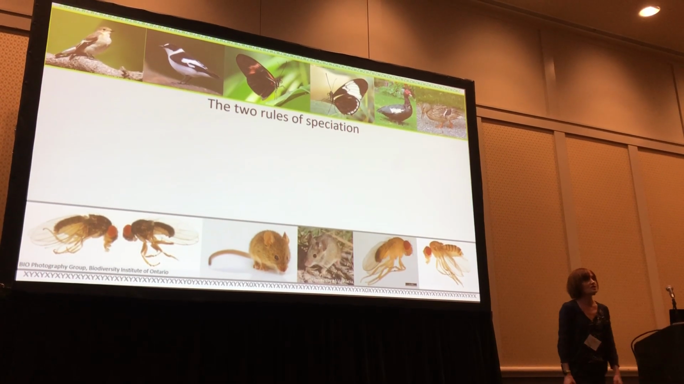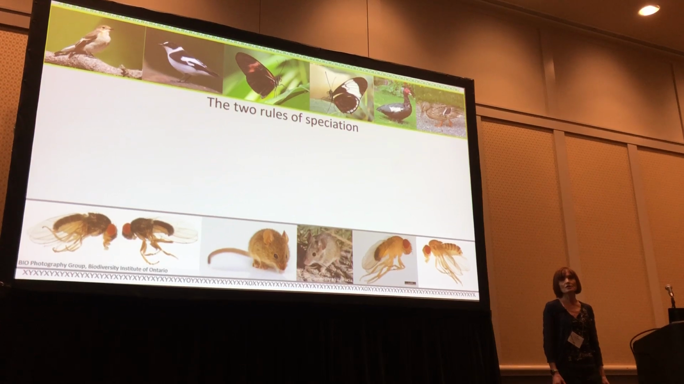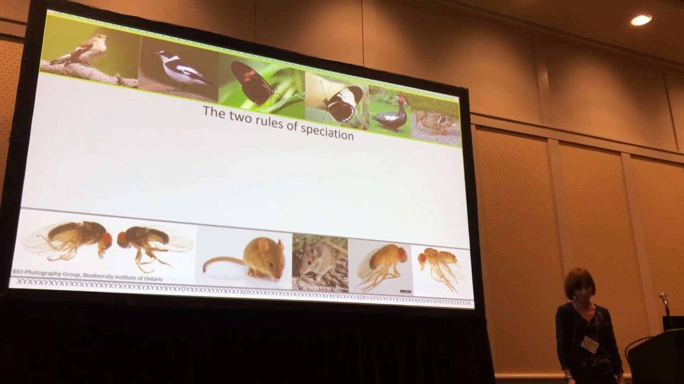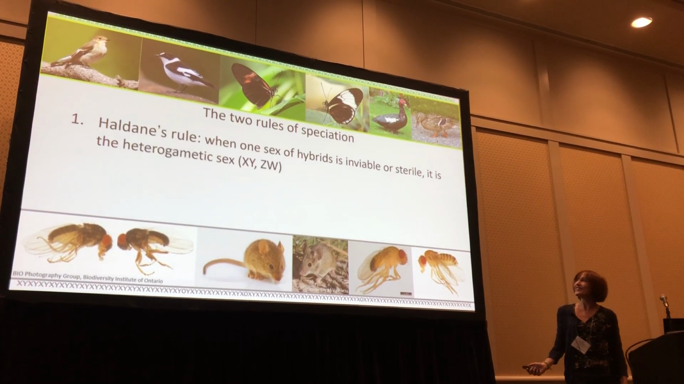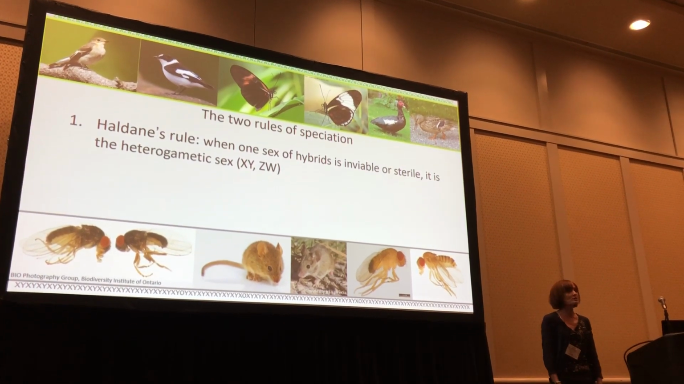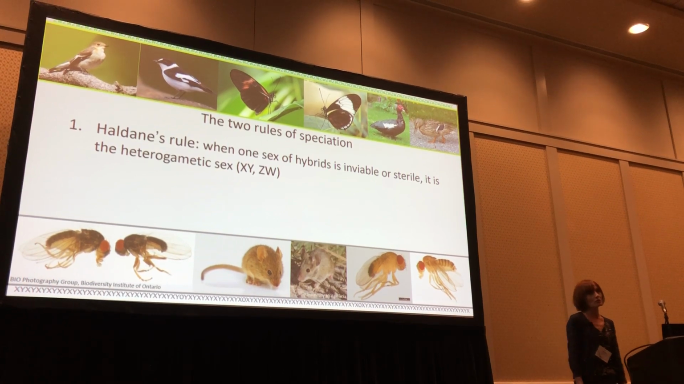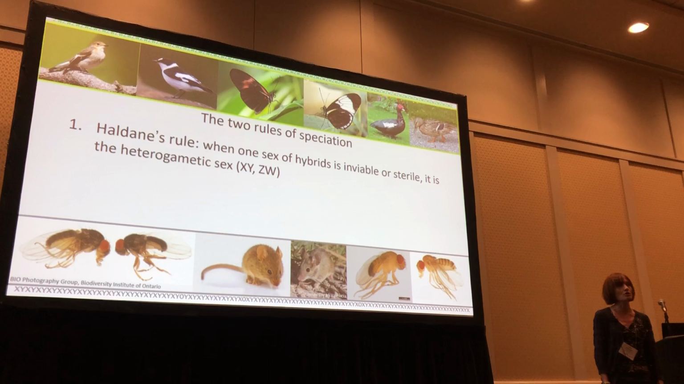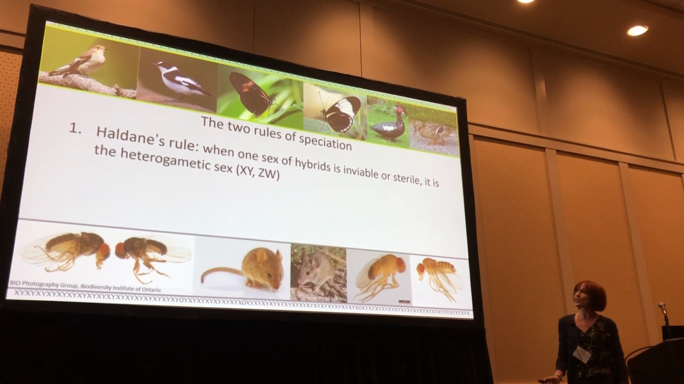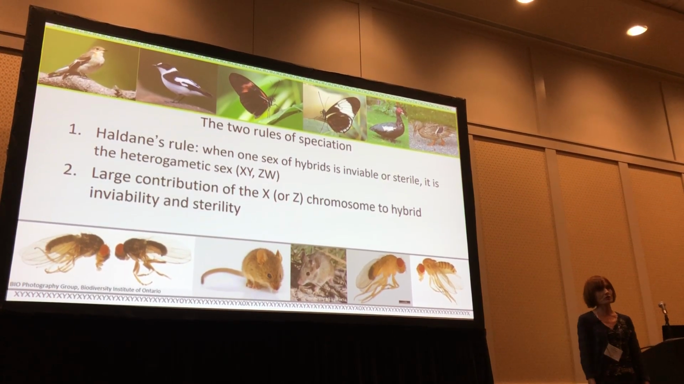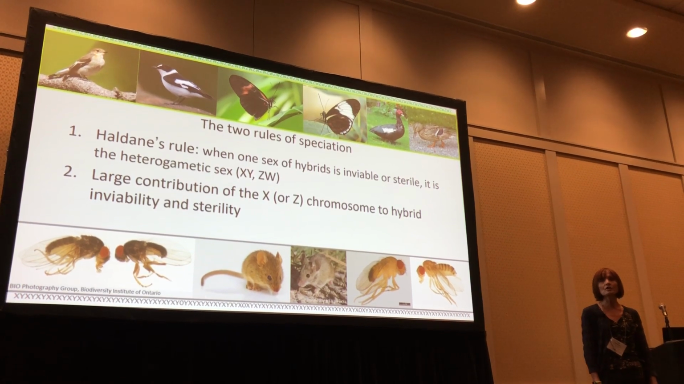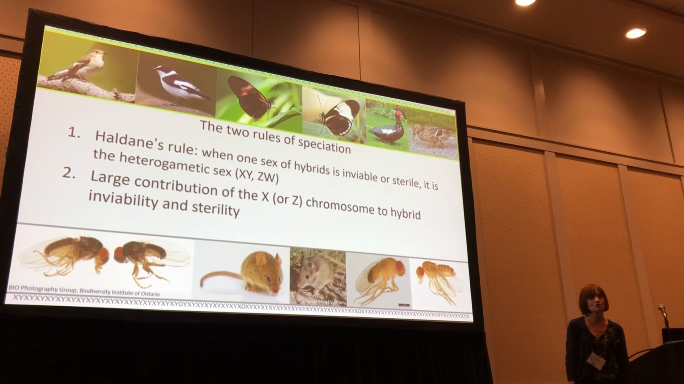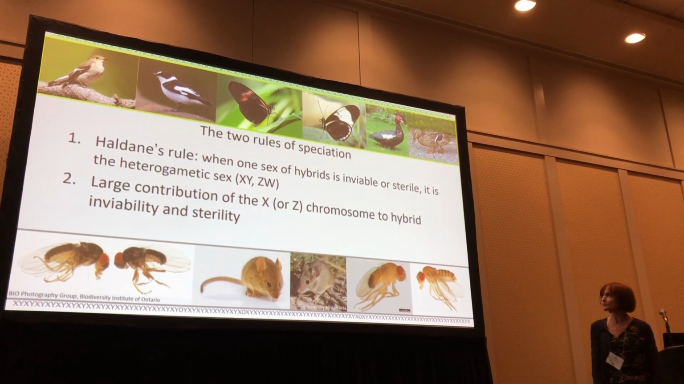So the genetic basis of postzygotic reproductive isolation is characterized by two features that are prevalent enough to be referred to as rules. The first one is the observation that was made by Haldane that when one sex of hybrids is inviable or sterile, it's the heterogametic sex. And the second feature that really follows from Haldane's rule is that there's often a disproportionately large contribution of the X chromosome to these hybrid phenotypes.